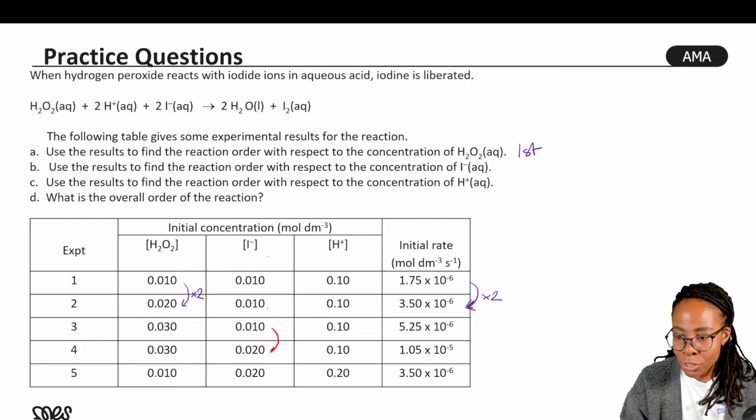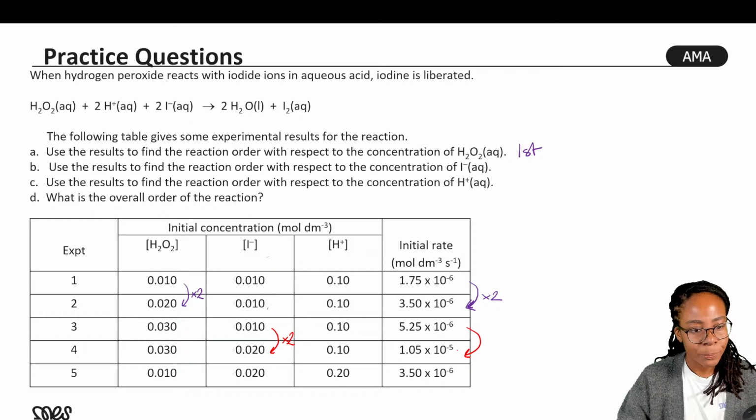So our concentration has been multiplied by 2. What has happened to our rate, our initial rate? Be careful with the powers.